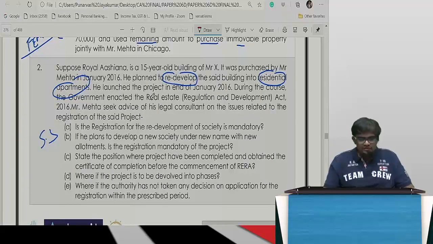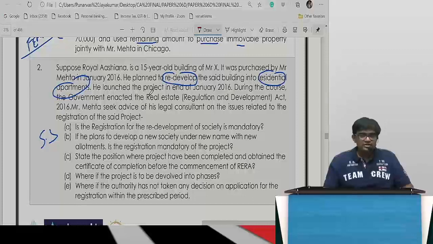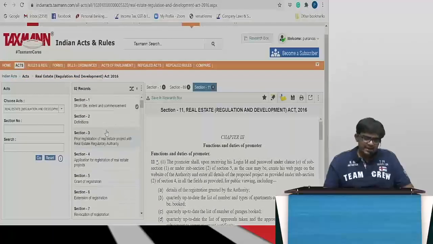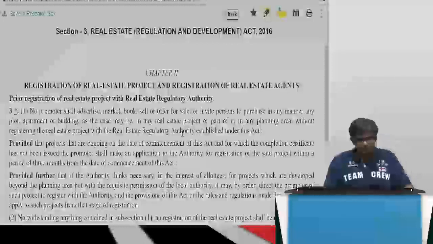Suppose Royal Asian has a 15-year-old building. It was repurchased by Mehta, who planned to redevelop it into residential apartments and launch the project. If I am redeveloping an existing apartment, should I go for re-registration at RERA or should I go for registration? For this, I have to go to RERA obviously. Again, every answer is there in the most important section, section 3.